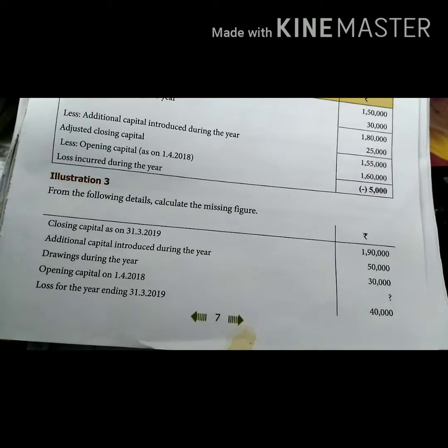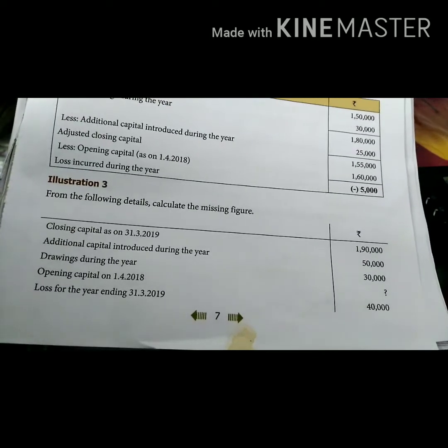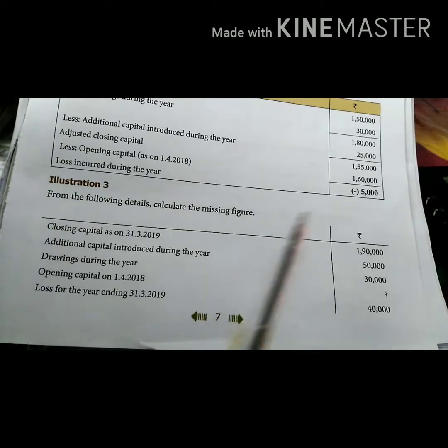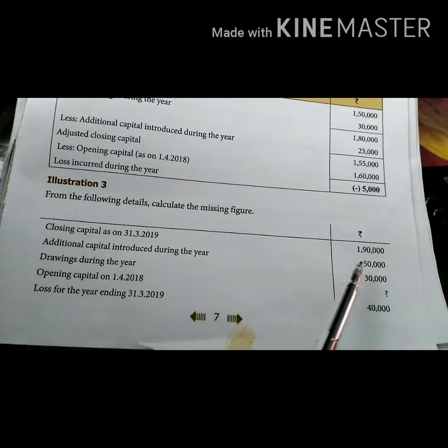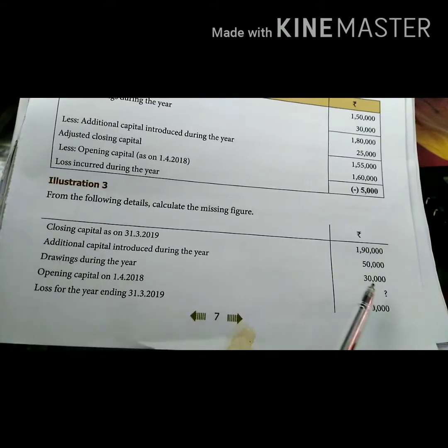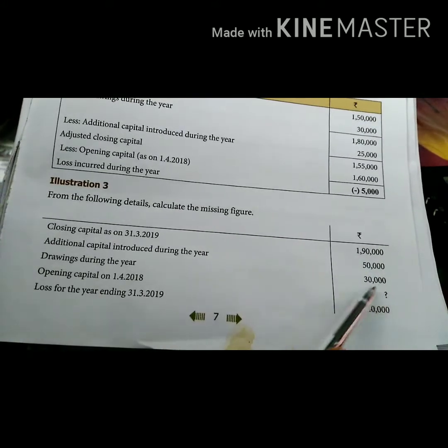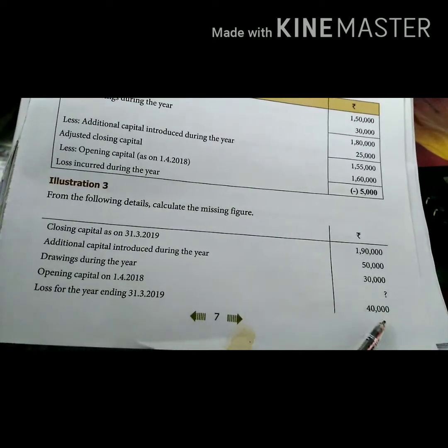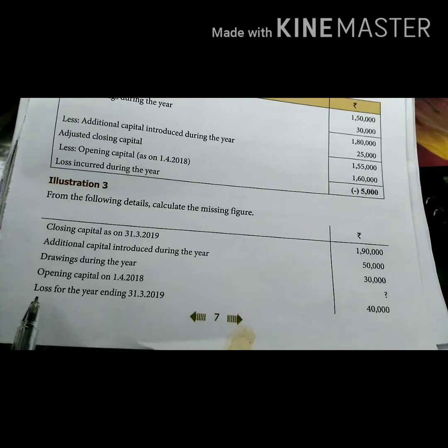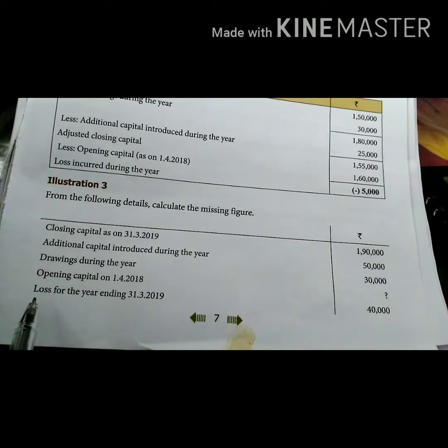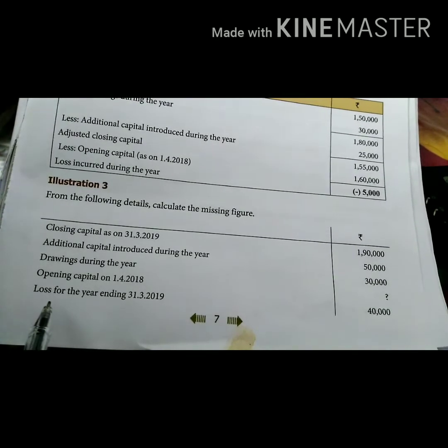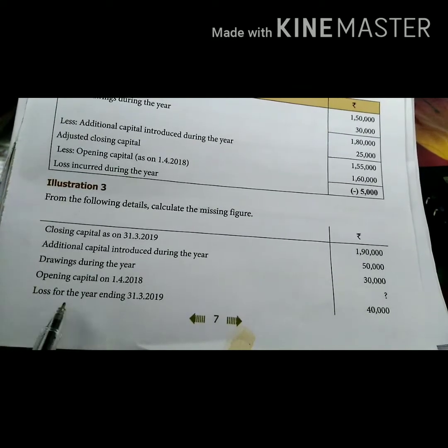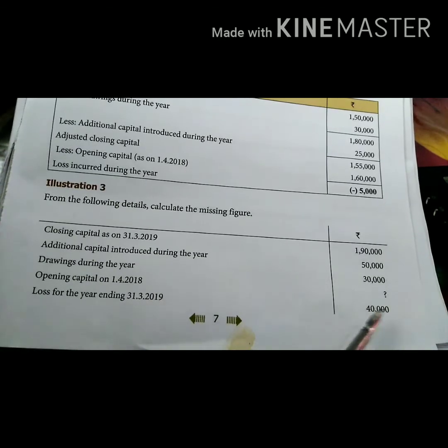Now we are going to work out illustration 3. From the following details, calculate the missing figure. Closing capital is given as 1,90,000, additional capital introduced is 50,000, drawing during the year is 30,000, and opening capital is missing. This missing information only we are going to find out. Loss for the year is 40,000. Either a loss or profit is given. In this sum a loss is given. If it were a profit, a loss would not be given.